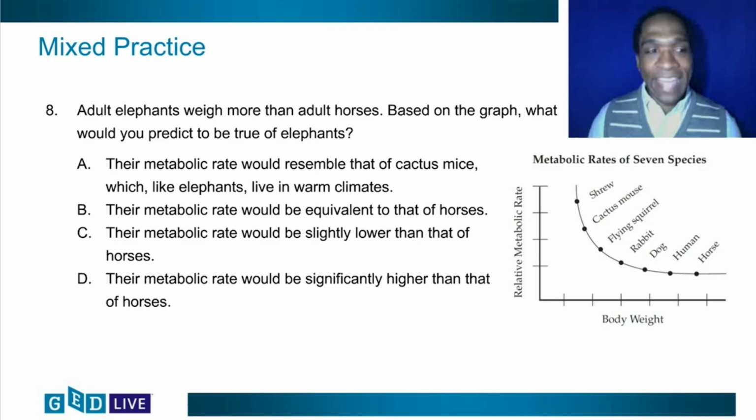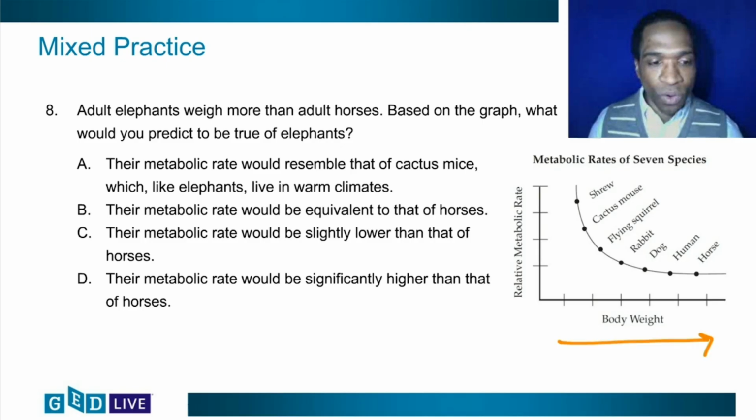Okay. Now, we need to predict, here's our prediction, about the elephants. What will be true of them based on the graph? And note what they tell us about the elephants. Yes, they weigh more than adult horses. So let's think about this when it comes to our graph. As the animals get heavier, what happens to their metabolic rates? So getting heavier, here's the body weight going across. Of course, metabolic rate, we match here with the y-axis.